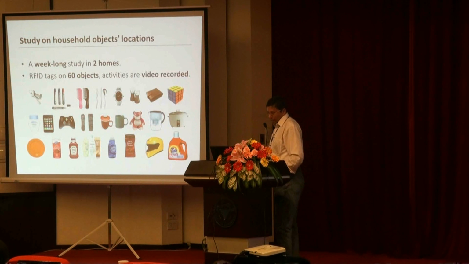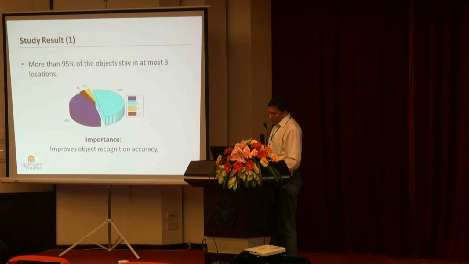This study had some objects that are used in daily life. And the first observation was that most objects remain at very few locations. So you see here the largest slice that's dark blue says that most objects are found at one location. The lighter blue has 2 locations. The 3 locations is depicted in yellow, and you see the percentage is quite low here.